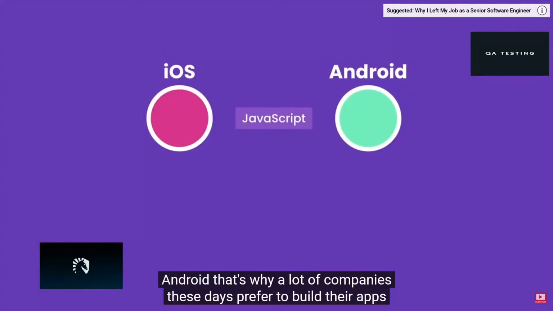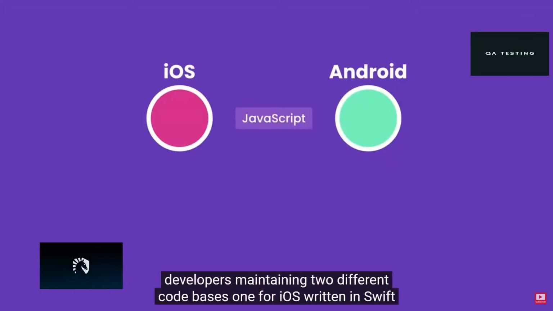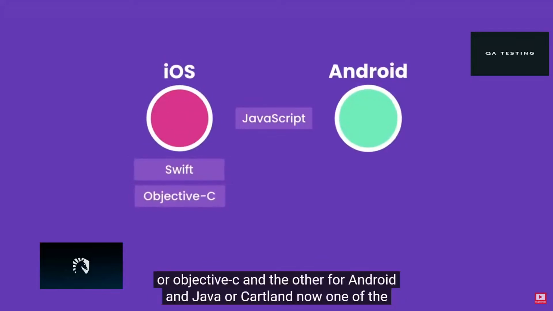That's why a lot of companies these days prefer to build their apps using React Native because they don't need to hire 2 separate teams of developers maintaining 2 different code bases. One for iOS written in Swift or Objective-C, and the other for Android in Java or Kotlin.